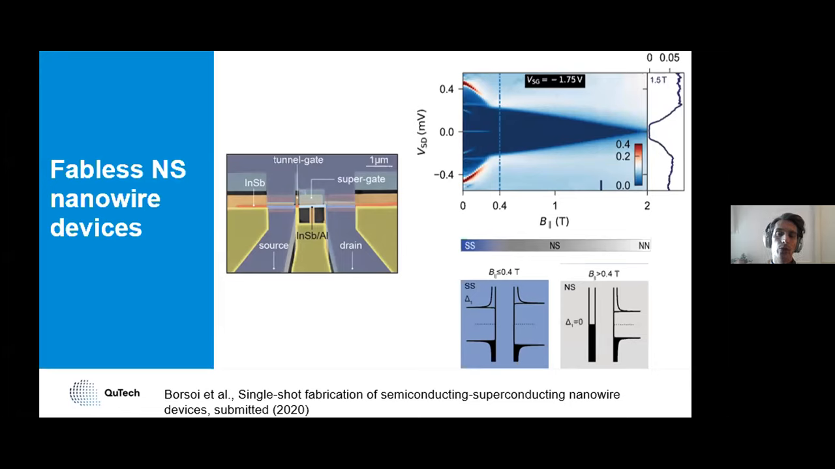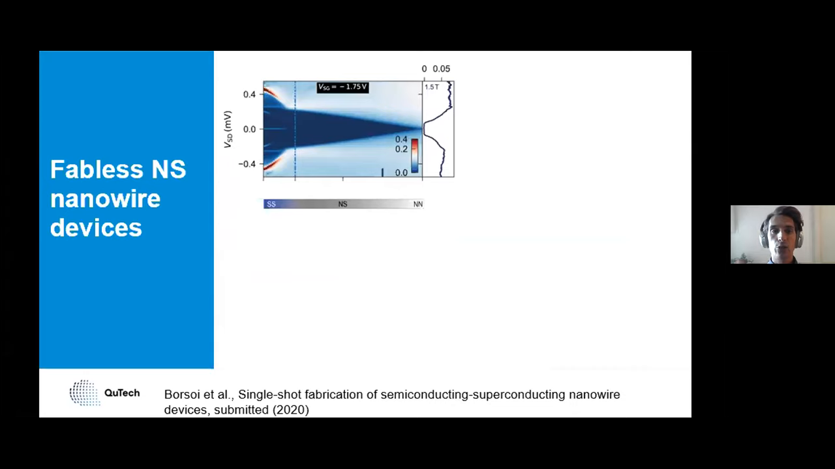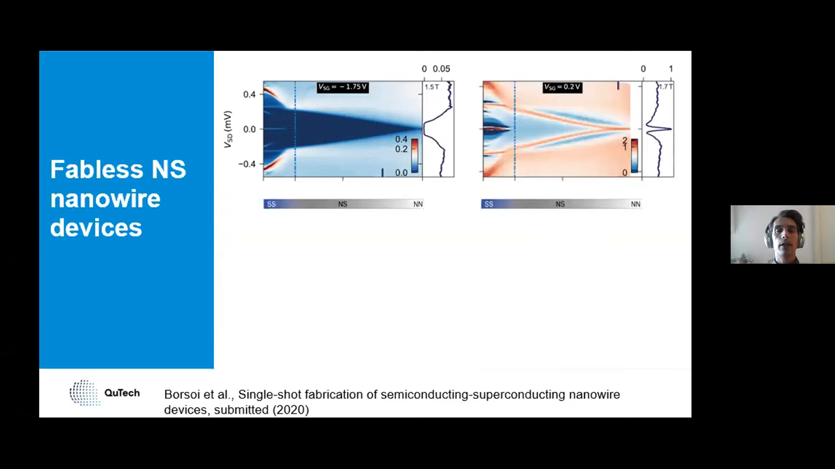So when it comes to searching for Majorana, what we can do is change the value of a super gate and see how the subgap states enter in the game. This is at a very negative supergate voltage, minus 1.75 volts, where the density in the wire is very low, so we probably don't have any bands confined. Upon increasing the supergate voltage to 0.2 volt, we see the first state coming down, reaching the quantized value at around 1.7 Tesla. Here it is very complicated to distinguish between an Andreev state or a Majorana state.